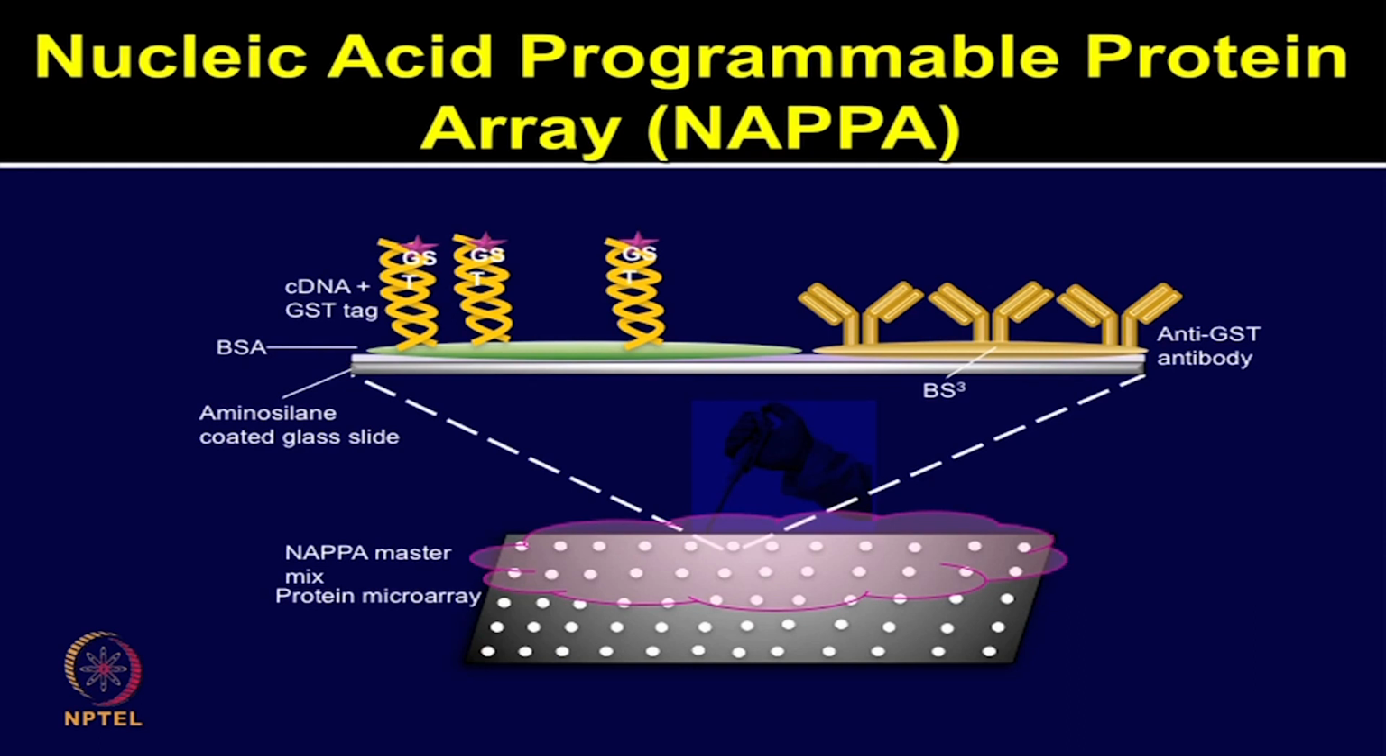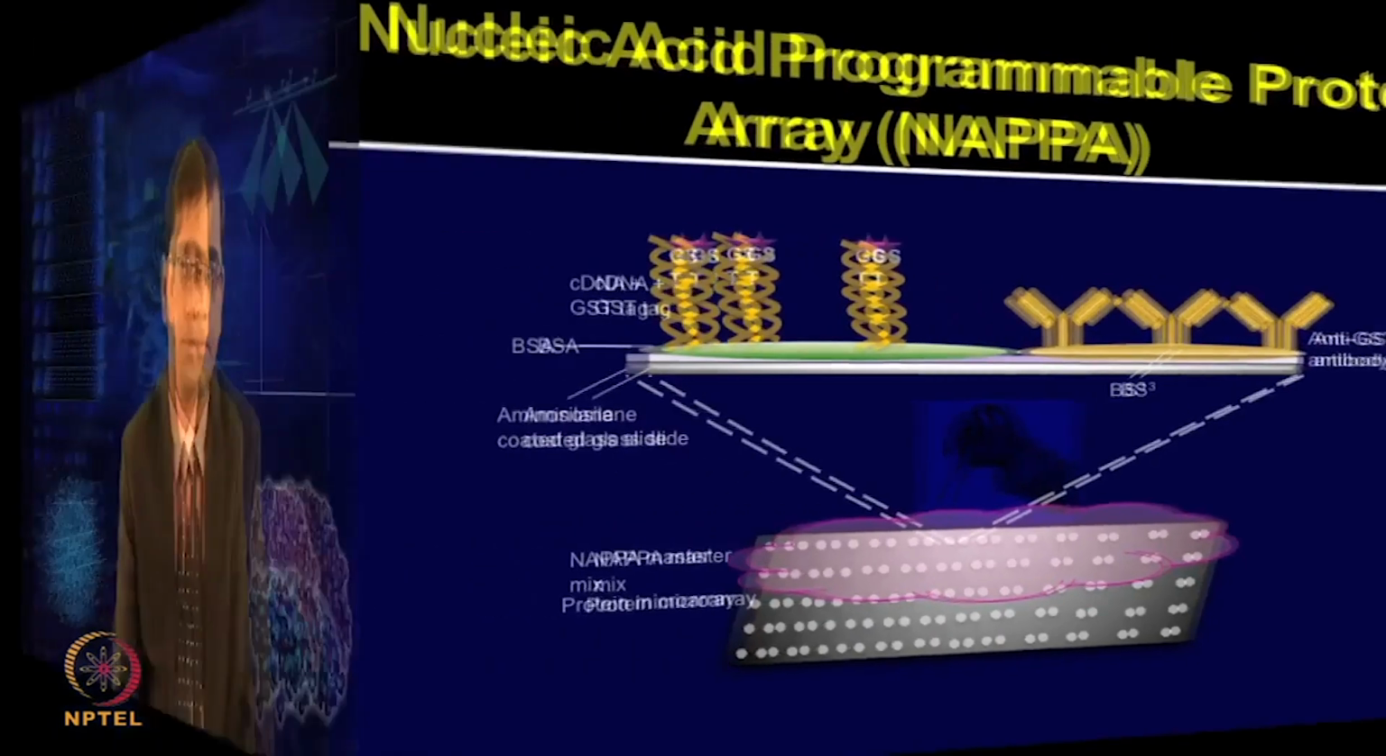One can use any tag here, but the only requirement is availability of the corresponding antibody. For example, you can use anti-FLAG antibody if you have used FLAG tag in your cDNA. These are added to the master mix, which contains the mixture of BSA, BS3, capture antibody and cDNA of interest that is printed on the chip surface.